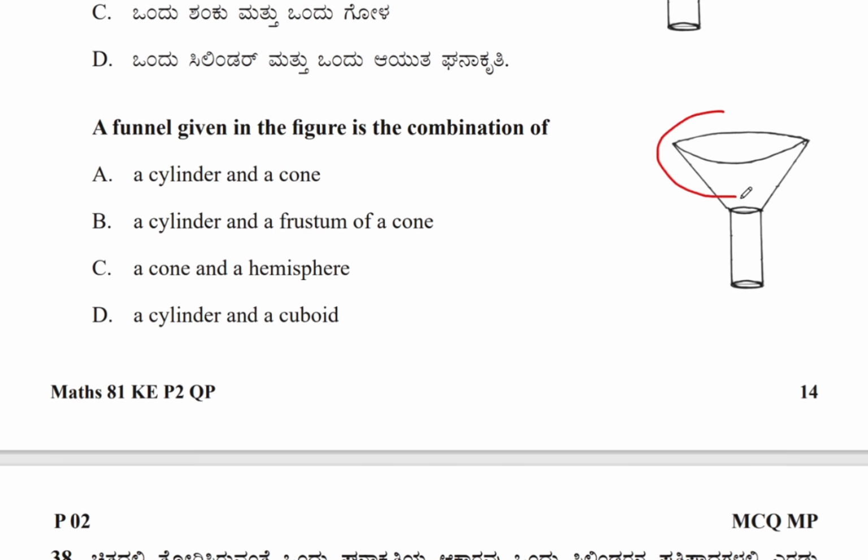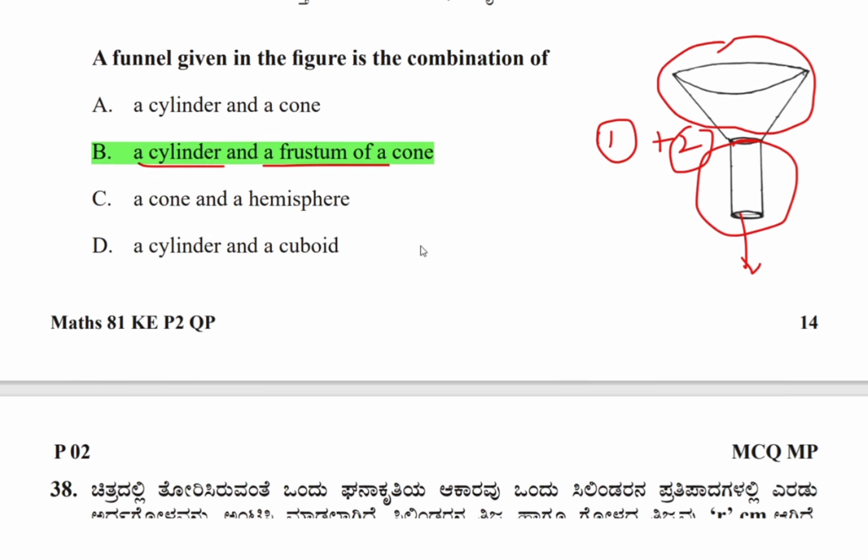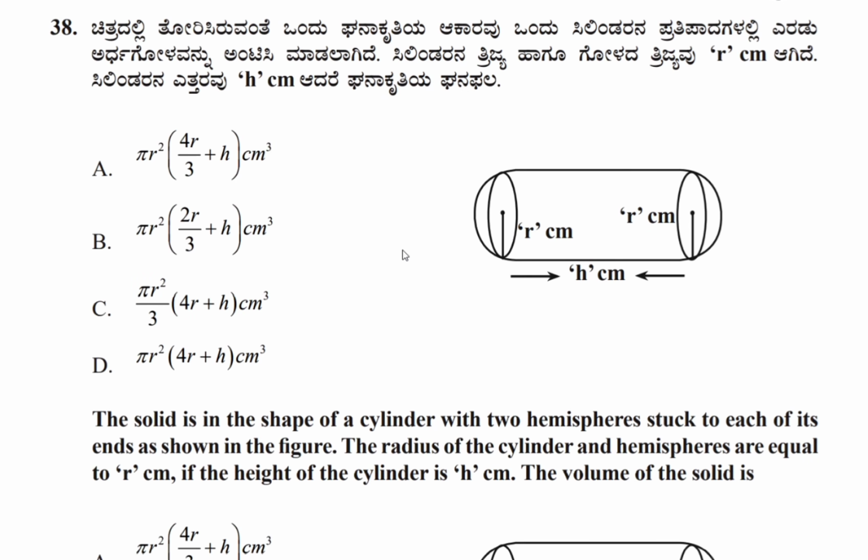Next question. A funnel in the given figure is combination of, observe the figure, it is the combination of cylinder and frustum of cone. The given figure is combination of a cylinder and a frustum of cone. Therefore, the correct answer is option B, a cylinder and a frustum of a cone.